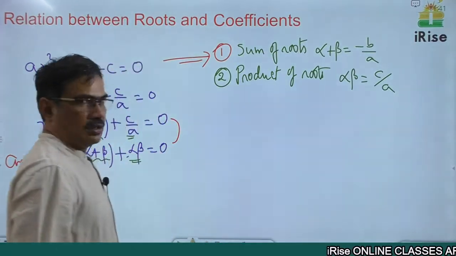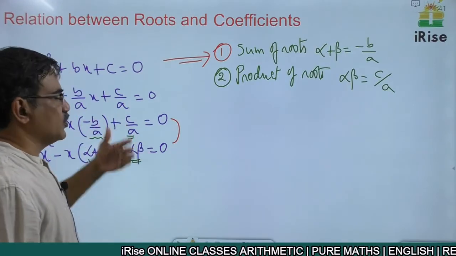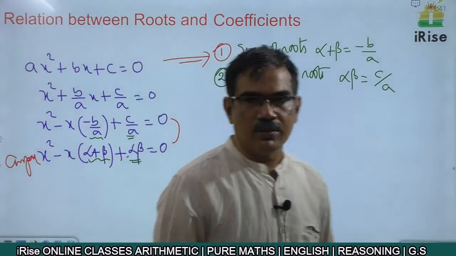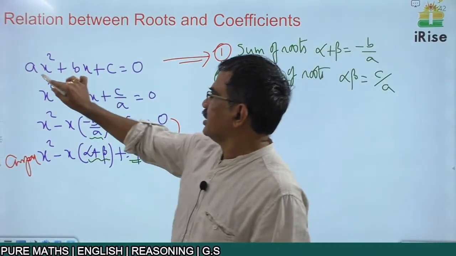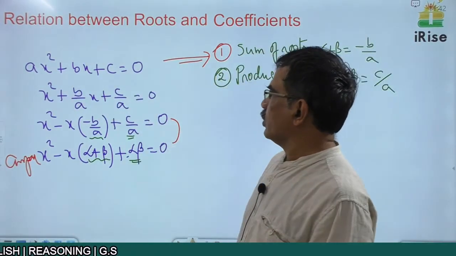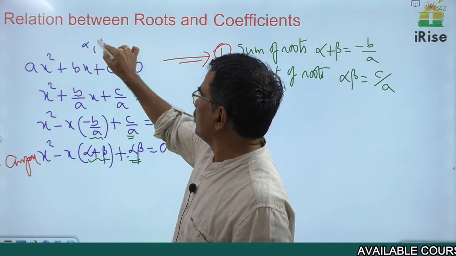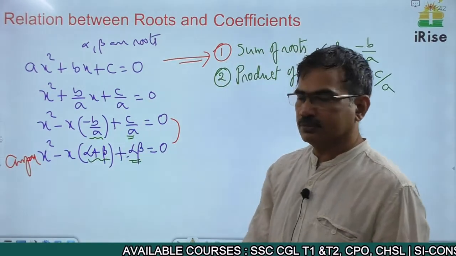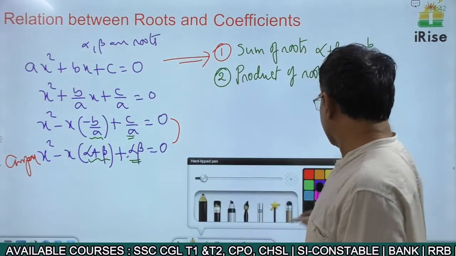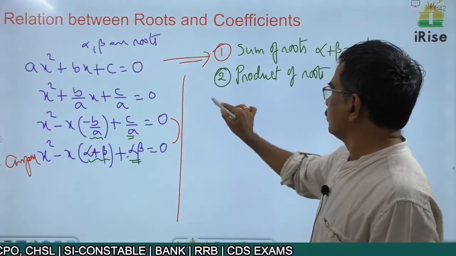I want to give some more relations between the roots and coefficients also. A very important concept. Here a, b, c are the coefficients. Let alpha comma beta be the roots. Alpha comma beta are roots of this quadratic equation. Then what about the other relations? Point number 3.